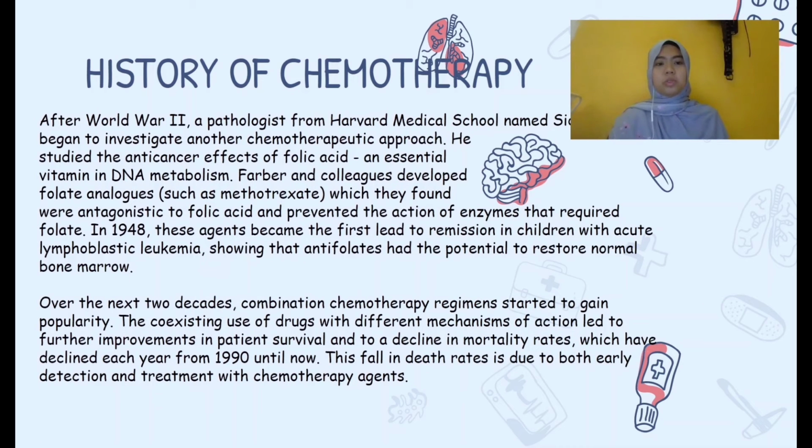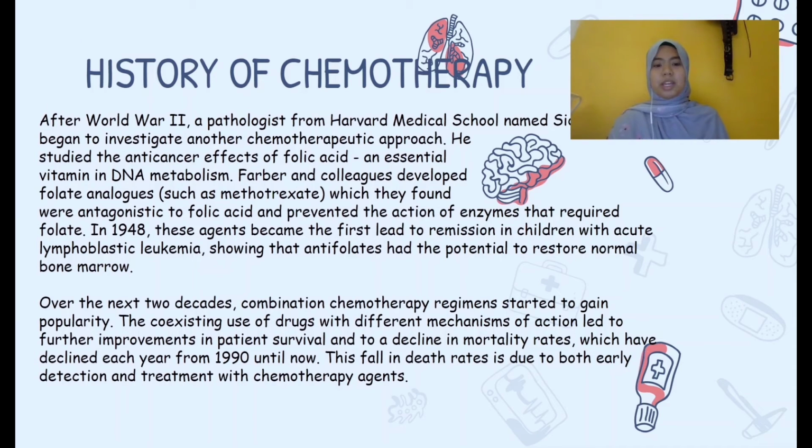Now, after World War II, a pathologist from Harvard Medical School named Sidney Farber began to investigate another chemotherapeutic approach. He studied the anti-cancer effects of folic acid, an essential vitamin in DNA metabolism. Farber and colleagues developed folate analogs such as methotrexate, which they found were antagonistic to folic acid and prevented the actions of enzymes that required folate. In 1948, these agents first led to remission in children with acute lymphoblastic leukemia, showing that antifolates had the potential to restore normal bone marrow.